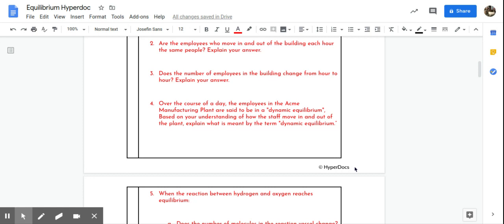Dynamic doesn't mean that those 100 people are now stuck in the building for the whole day. Dynamic means there can be some movement. So when people come out of the building, other people can go in. Even though we're always at 100, we're not necessarily always at the same 100 people. Some people come out for their break and other people go in for their break. So that's what the dynamic part means. It means movement. Some will move in, some will move out.